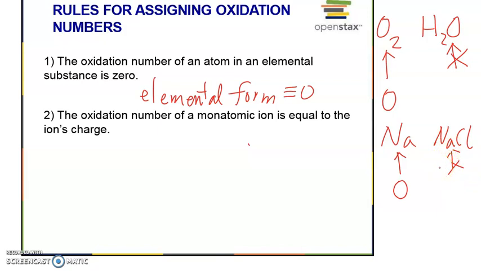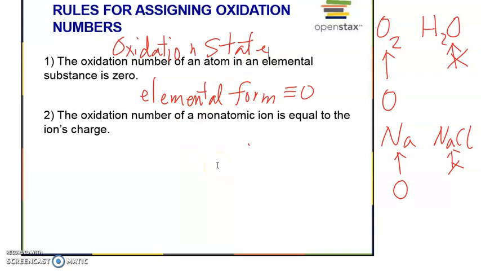Let me make it clear again. For elements in their elemental state, the oxidation number is 0. Sometimes we have another word for oxidation number, that is called oxidation state. They are the same. Oxidation state and oxidation number are the same thing.